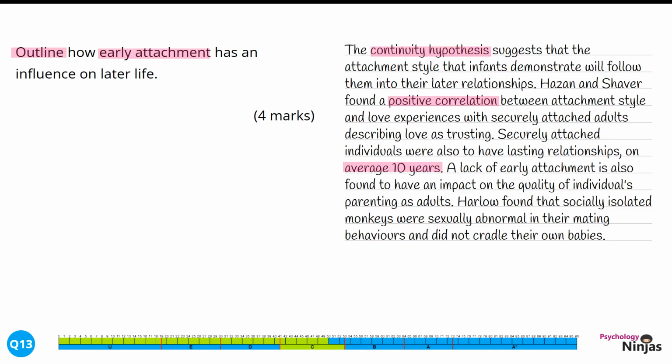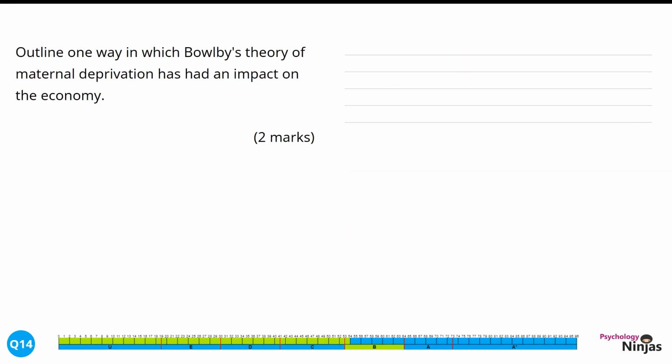We've identified our 2nd way by talking about parenting, and it's absolutely fine here that we've used Harlow's animal research to support these conclusions. We've talked about the animals being sexually abnormal because they were isolated and unable to learn, and that they had an impact on their parenting style in terms of them not cradling their own infants.